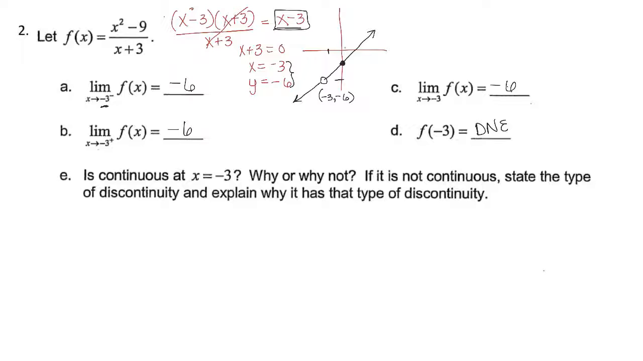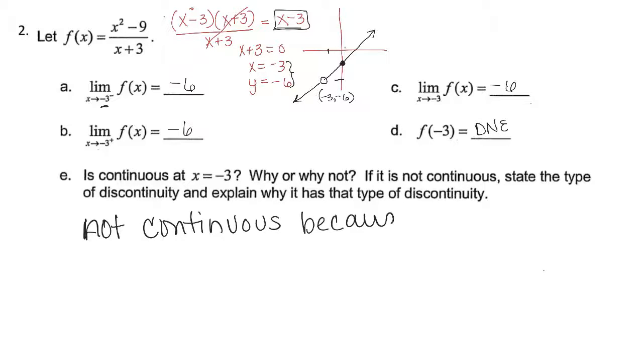All right, so part E is continuous at. So it's asking, is the function f of x continuous at negative 3? So here, this is not continuous, and we make sure we answer the why or why not. That's because f at negative 3 does not exist. And this was a removable discontinuity because we have a hole in the graph. All right, moving on to the next.